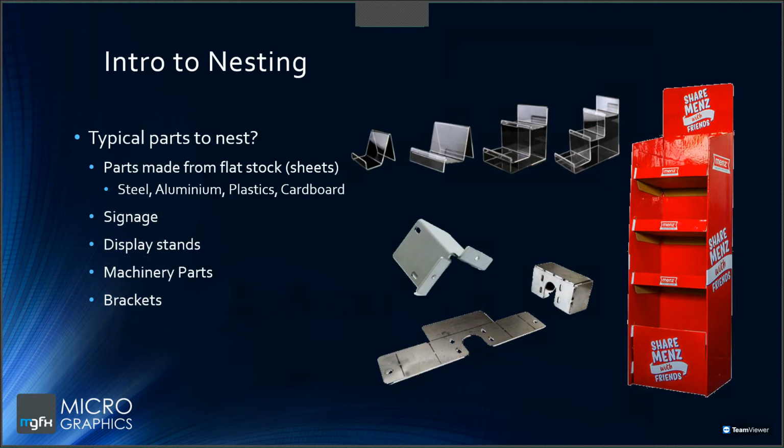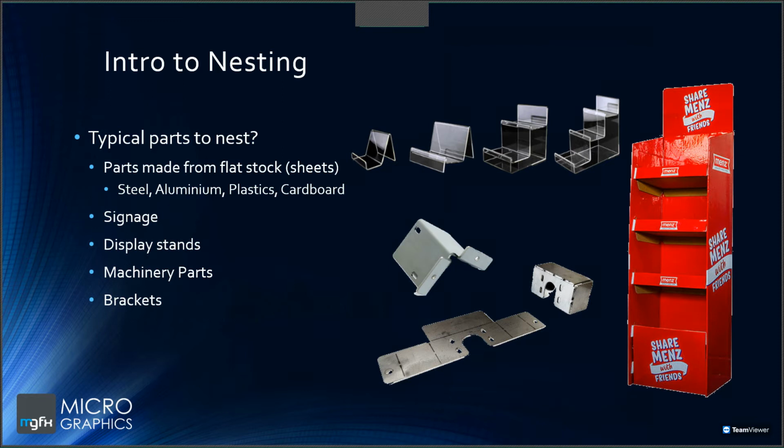So what are the typical types of parts to be nested? Now that we know what nesting actually is and why we'd want to do it, we need to know what type of parts would typically be nested. And this is actually quite an easy question to answer. We can basically say any part that is made from flat stock or sheets can be nested with other parts of the same material spec. So this would mean that the material type and thickness match.